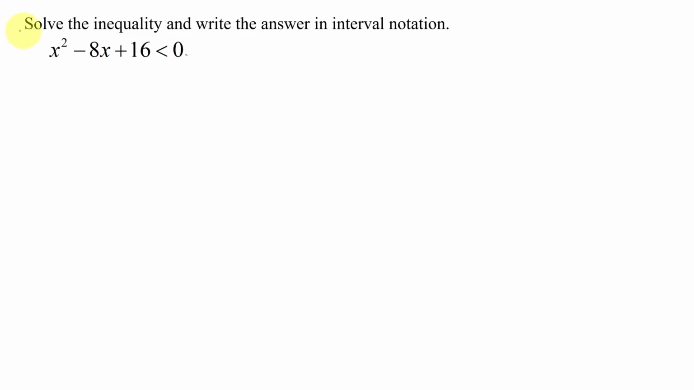In this example, I need to solve the inequality and write the answer in interval notation. The inequality is x squared minus 8x plus 16 is less than 0. Well, what type of inequality is this? Notice the highest exponent on an x is a 2, so it's a quadratic inequality, which is just a special case of a polynomial inequality.